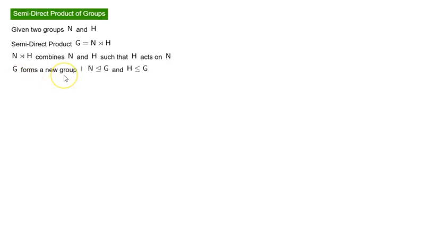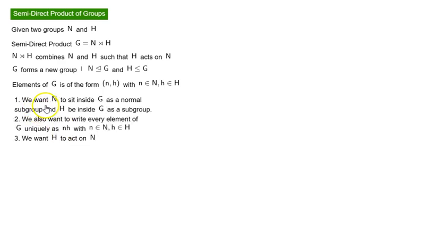Now, G forms a new group where N is a normal subgroup of G and H is a subgroup of G. Elements of G are of the form (n, h), an ordered pair with n in the group N and h in the group H. Now, we want N to sit inside G as a normal subgroup and H to be inside G as a subgroup. We also want to write every element of G uniquely as nh with n in N and h in H. And we want H to act on N.